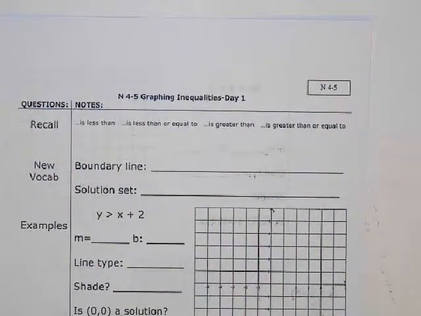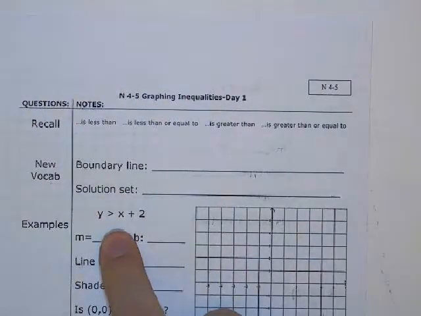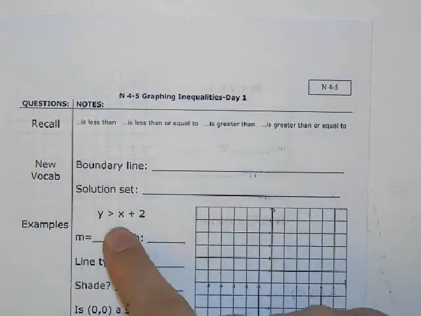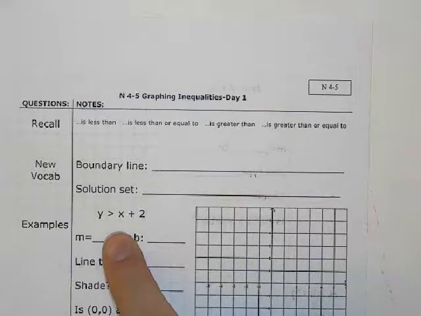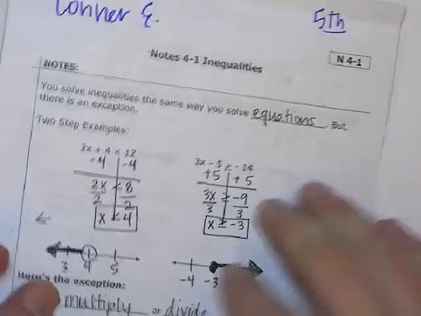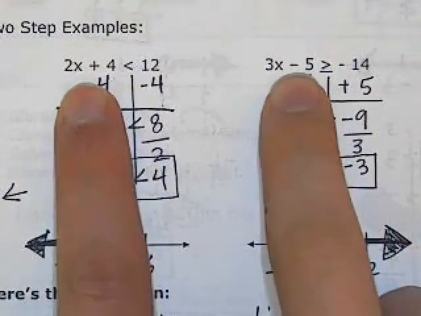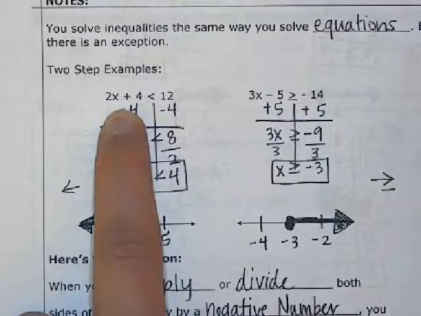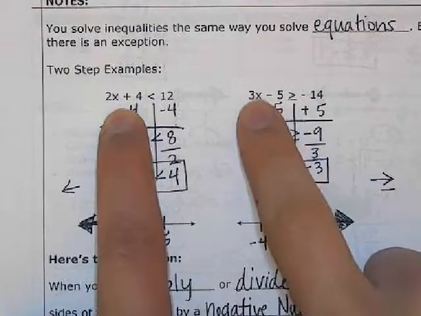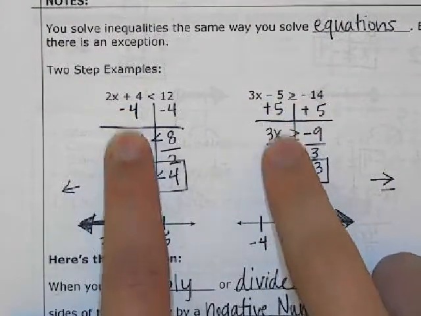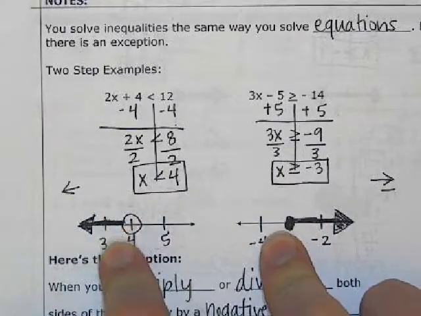What's different about this part right here? A y and an x. Okay, look right here. This is what you've been doing, an x only. You've only been working with x. Okay? And then when you had just x, you had a number line.